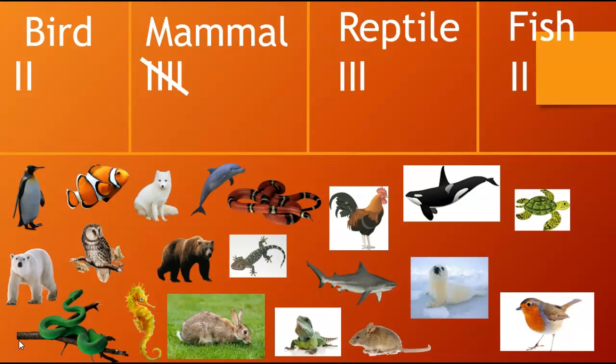Next is an iguana. A green iguana often lives in trees, but comes to the ground to lay eggs. So it lays eggs, so it's either a bird, a reptile, or a fish. But it doesn't have wings, and it doesn't have fins. So what does that make it? A reptile. So let's put a mark.